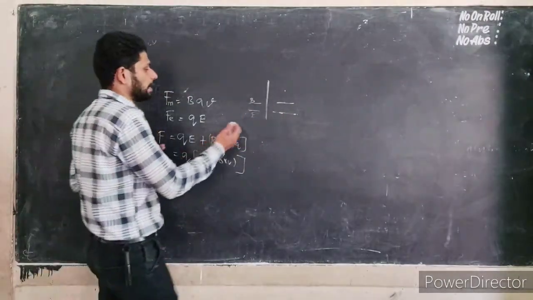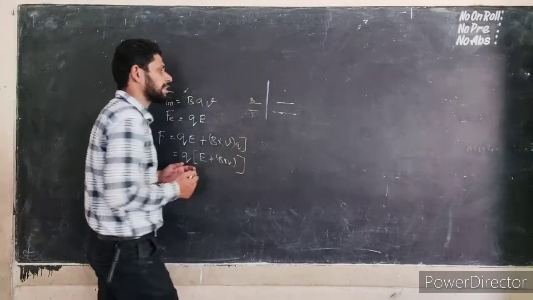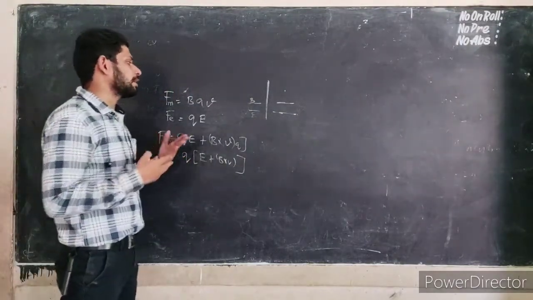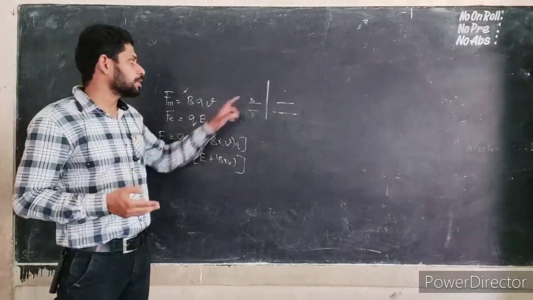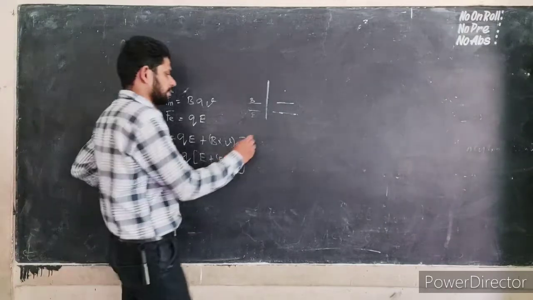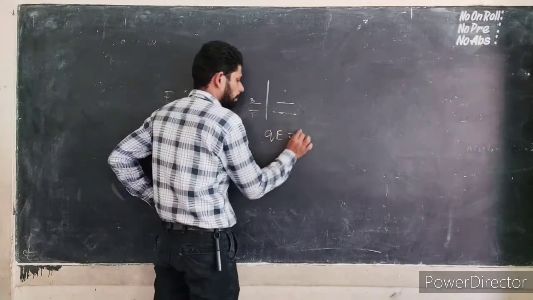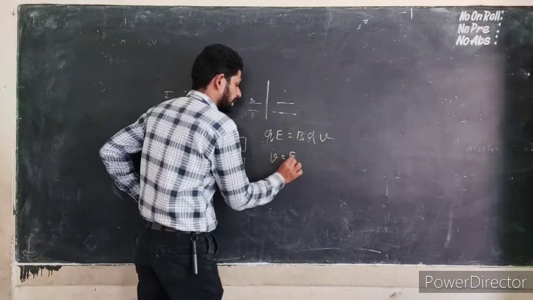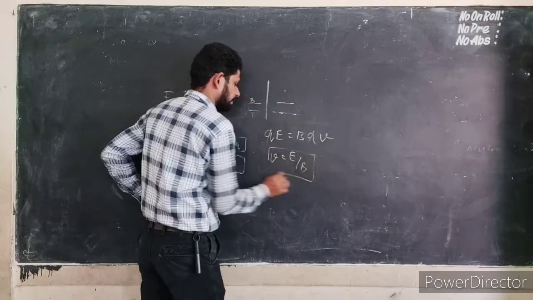Or equal amount of forces will be given by the other forces. The magnetic force will be equal to the electric force, and they will nullify each other. So the particle experiences some velocity, because qE will be equal to Bqv. So qE will be cancelled, and velocity will be equal to electric field by magnetic field, E by B.